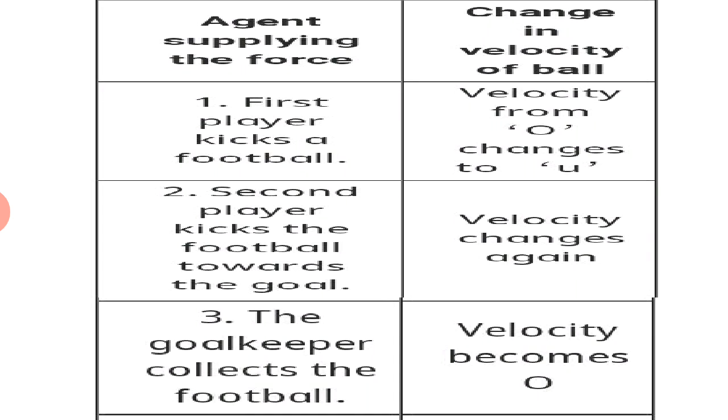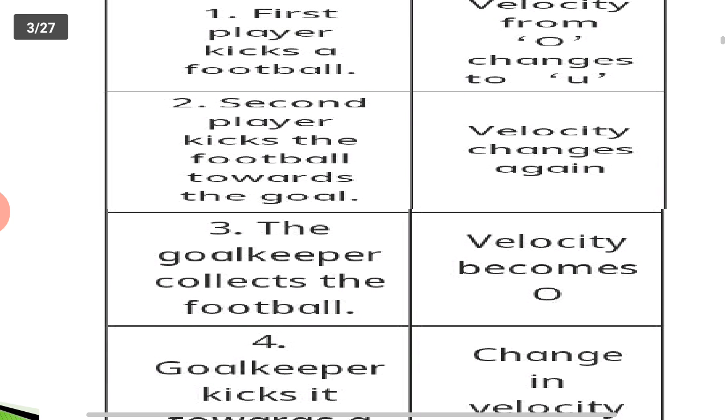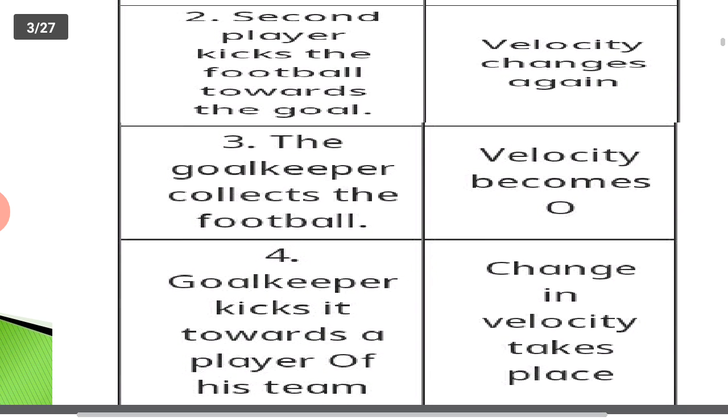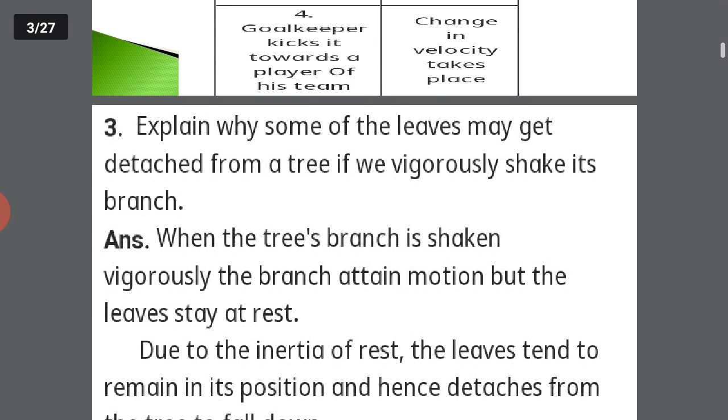Now, the agent supplying force: the first player kicks the football, change in velocity from 0 to u. Then the second player kicks the football towards the goal, velocity changes again. The goalkeeper collects the football, velocity becomes 0. Then the goalkeeper kicks it towards a player of his own team, change in velocity takes place again. Okay, so let's discuss another question.